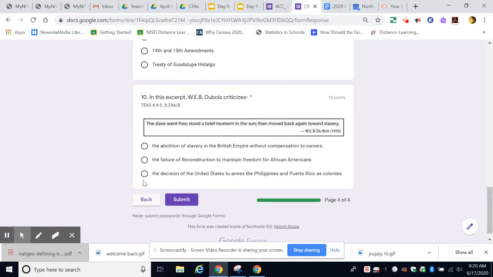Once you've answered all the questions on this page, you could always go back and check your work. And once you're completely done, you can press submit on this fourth page.